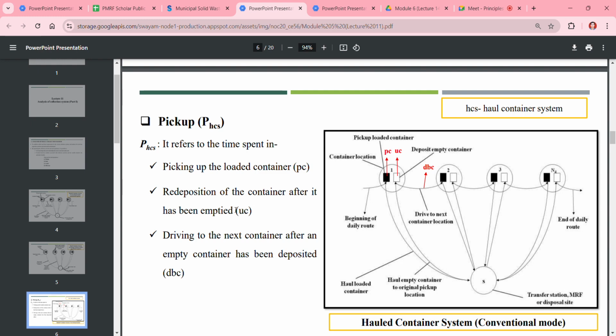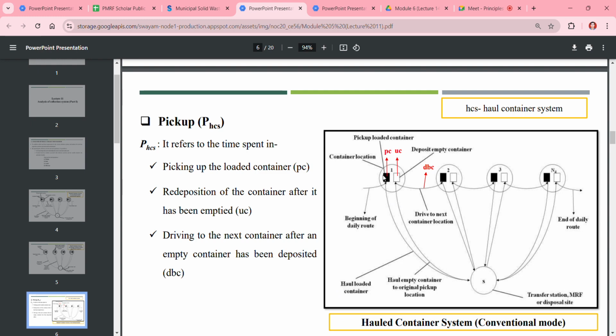Okay, so one is pickup. This is denoted as PSCS, and it refers to the time spent in picking up the loaded container from the site and redepositing the container after it has been emptied. There are two terms in this: one is PC and one is UC, and driving to the next container after an empty container has been deposited.